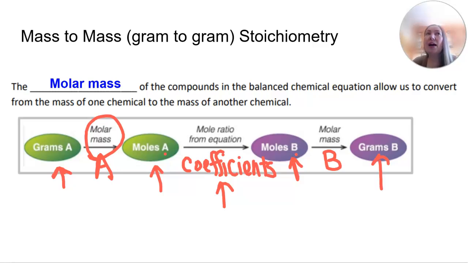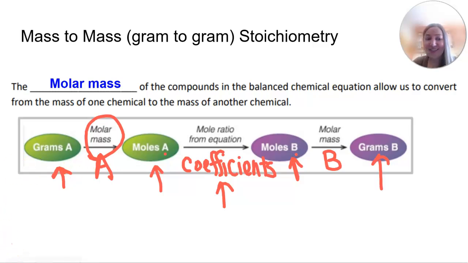So I see it as a three-step process. I suppose you could see it as a four-step process if you thought writing down the known at the very beginning was a fourth step. So three or four steps, depending on how you look at it.